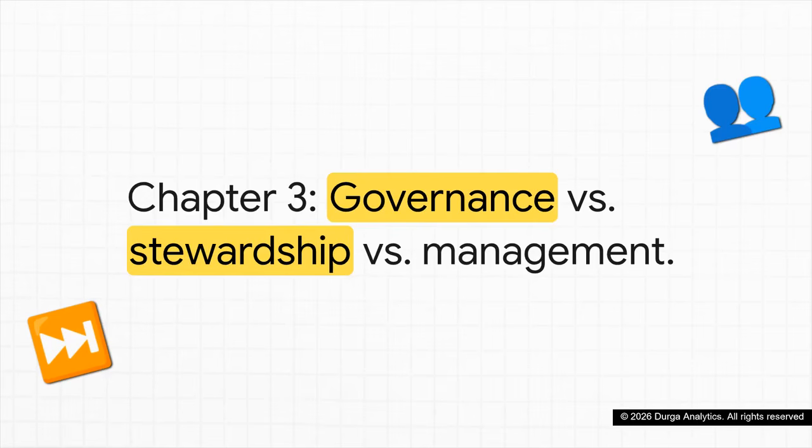So we built the fences, and we've defined the hard metrics. But you know, a charter is really just a piece of paper without the right people held accountable to it. Who is actually going to enforce these rules on the ground when the board meeting ends and the real work begins? Well, in Chapter 3, we'll answer exactly that by dissecting governance versus stewardship versus management.